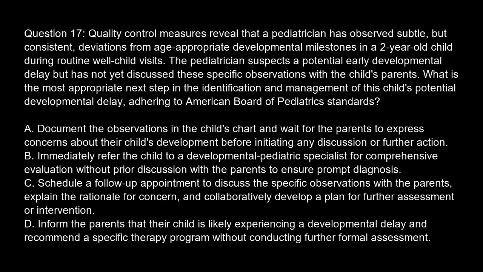Question 17. Quality control measures reveal that a pediatrician has observed subtle but consistent deviations from age-appropriate developmental milestones in a 2-year-old child during routine well-child visits. The pediatrician suspects a potential early developmental delay, but has not yet discussed these specific observations with the child's parents. What is the most appropriate next step in the identification and management of this child's potential developmental delay, adhering to American Board of Pediatrics standards?